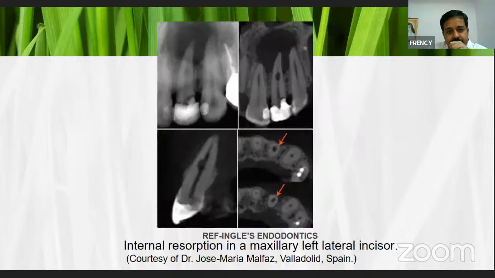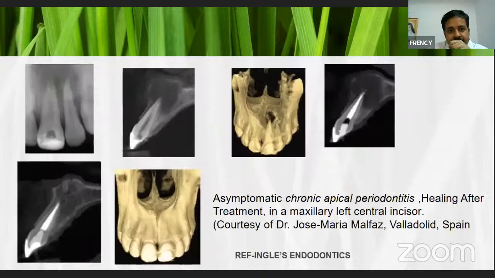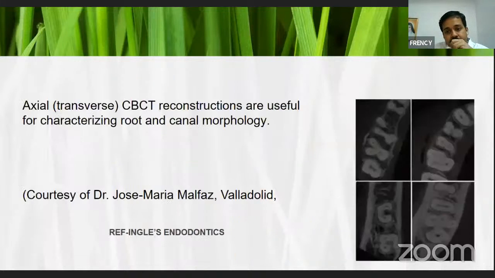Then lesions, internal resorptions, all these things can be nicely visualized in CBCT. This is a picture of external resorption. Then periapical lesion extent and healing after a root canal treatment can also be visualized in CBCT. CBCT is a very useful aid in difficult root canal anatomies also, to identify the root canal anatomies.